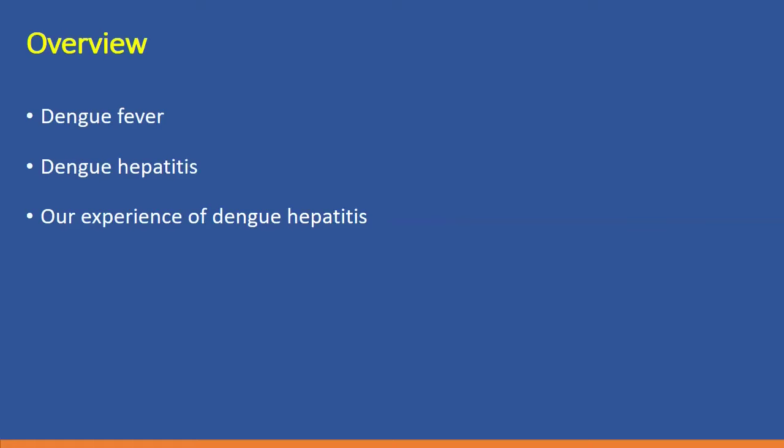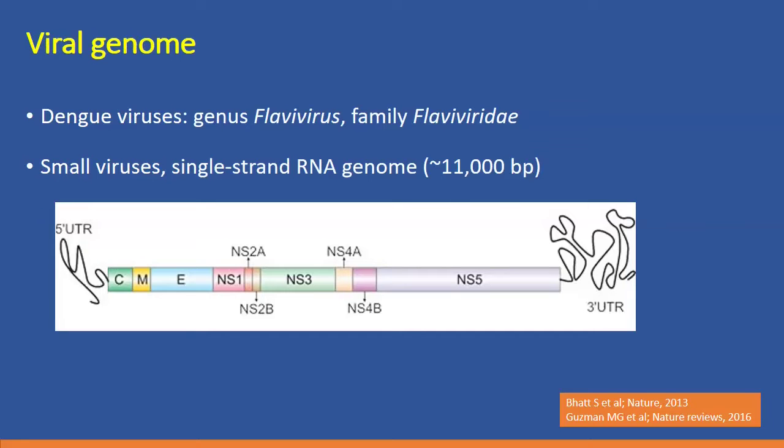Overall our CGR will have 3 components. We briefly talk about dengue fever, which I will talk about. Then dengue hepatitis will be talked about by Dr. Surender, and the SGPGI experience of dengue hepatitis especially will be talked about by Dr. Ajay.